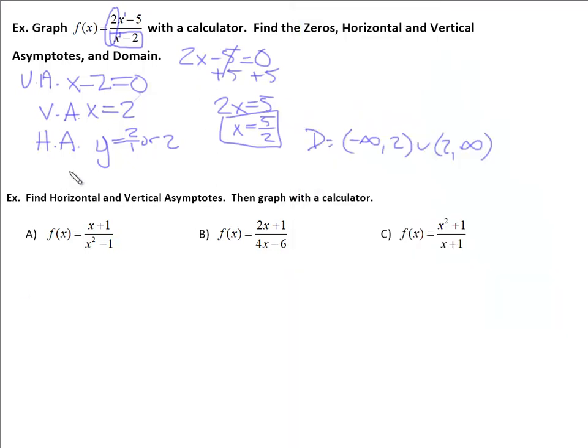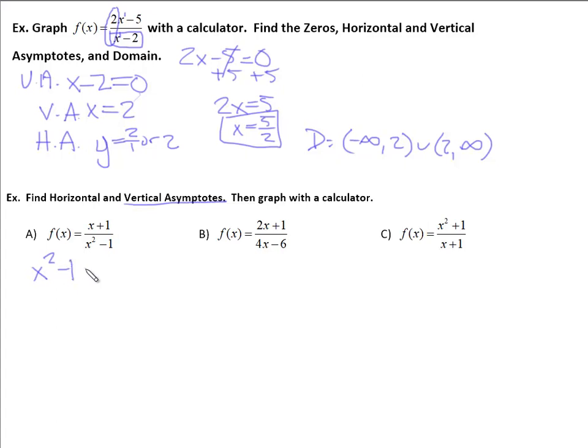All right. Next, find the horizontal and vertical asymptotes, then just look at it and graph with a calculator. We can kind of check it with that table or a graph. Okay, so let's do the vertical asymptotes. I like to do those ones first. That's what gives me division by 0. So when is the bottom equal to 0?